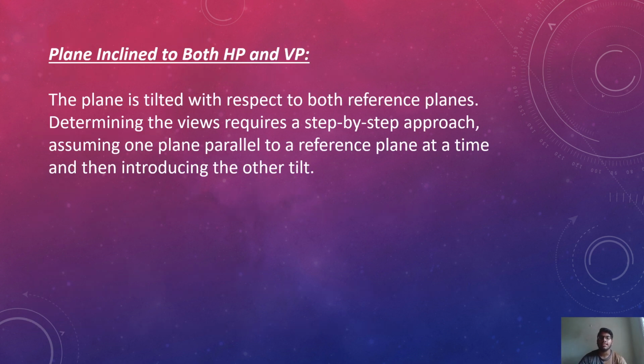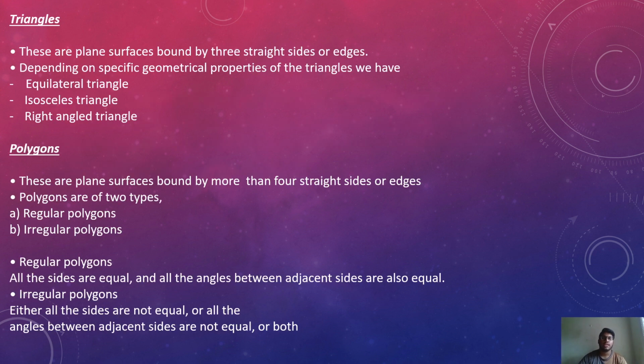The next is plane inclined to both HP and VP. The plane is tilted with respect to both reference planes. Determining the views requires a step-by-step approach, assuming one plane parallel to a reference plane at a time and then introducing the other tilt. The next shapes are triangles. These are plane surfaces bounded by three straight sides or edges. Depending on the specific geometrical properties, we have the first one, equilateral triangle, the second one, isosceles, and the third one, right angled triangle.